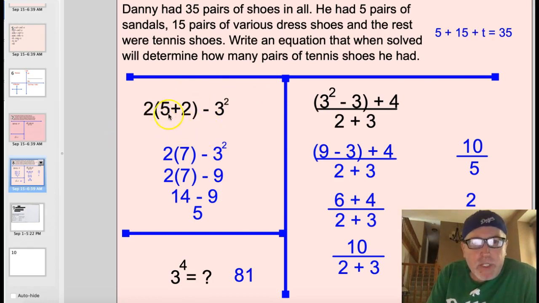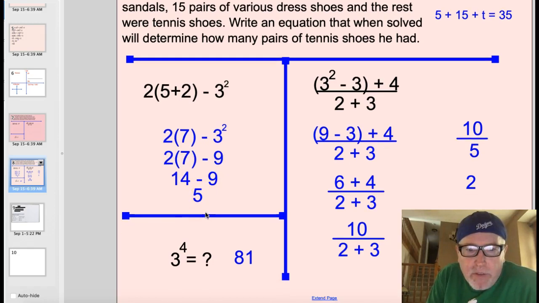Got an order of operations problem here. Let's just run through these. You have to do the parentheses first. That would be 2 times 7 minus 3 squared. Exponent next. 2 times 7 minus 9. Multiplication, 14 minus 9, 5. This is 3 times 3 times 3 times 3. This is not 12. Got to count them out with my fingers and make sure I got it right. That's 81.